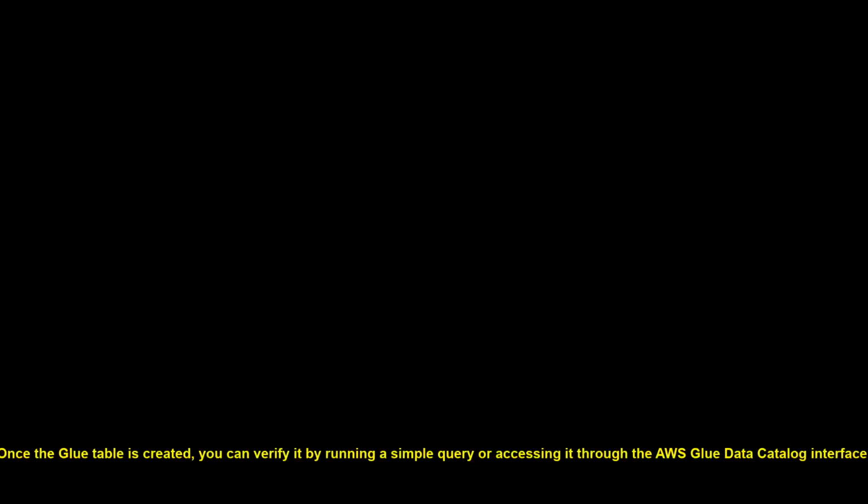Once the Glue table is created, you can verify it by running a simple query or accessing it through the AWS Glue Data Catalog interface. Now your data lake tables from Databricks are successfully transferred to the AWS Glue catalog and ready for use. Be sure to check the permissions and access controls to ensure that users or applications accessing the Glue catalog have the necessary rights.